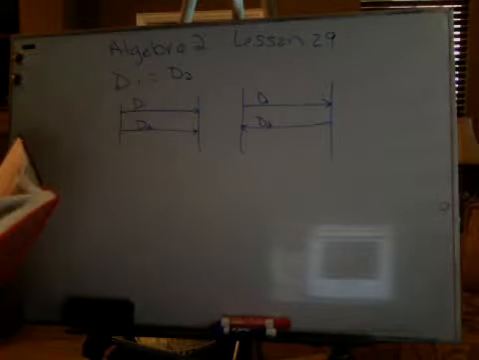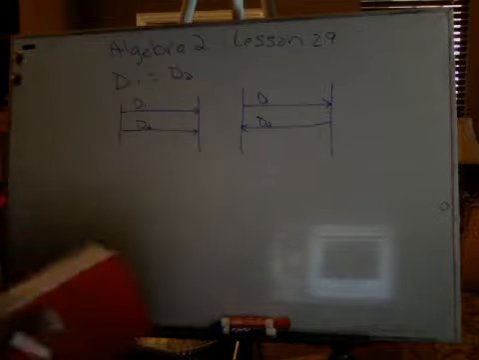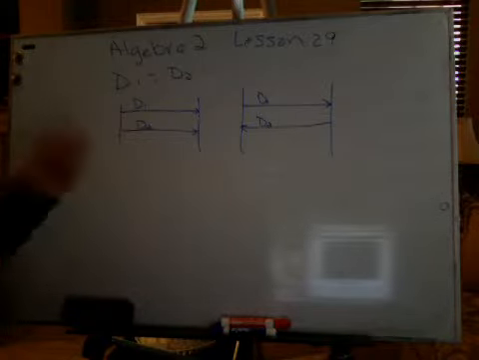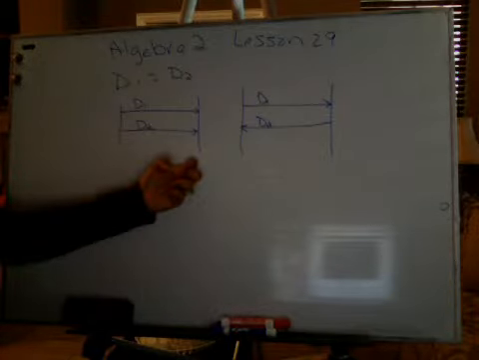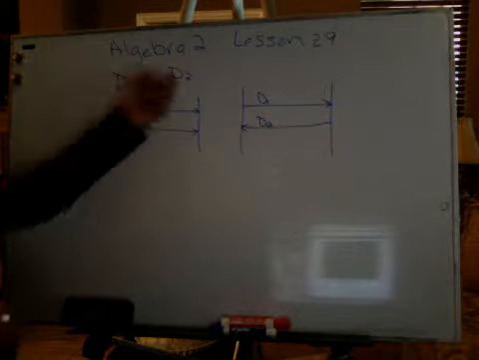Okay, this is Algebra 2, Lesson 29. We're talking about uniform motion problems. We've talked about this before, where the distances are the same. So the distance traveled has been exactly the same. It could either look like this or this. They've traveled the same direction, or they've traveled in opposite directions, but the distance has always been equal. So we've been able to set them equal to each other.